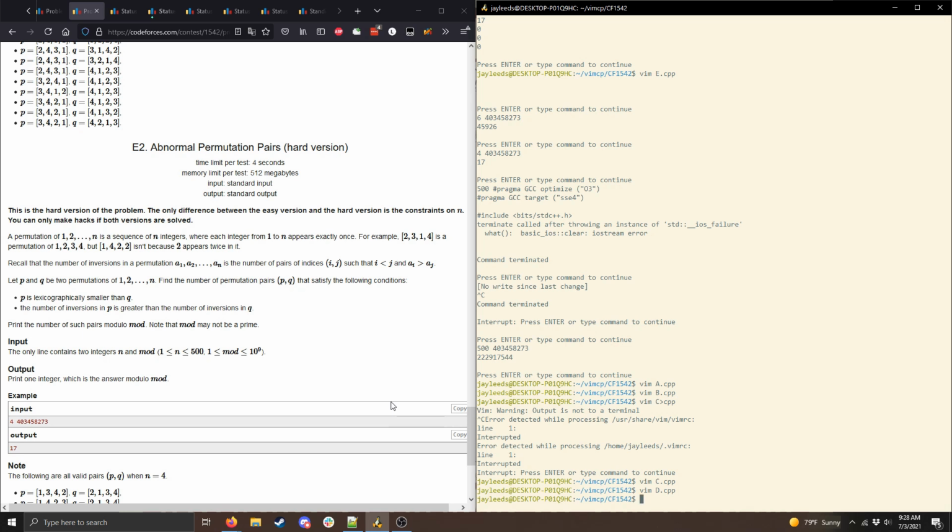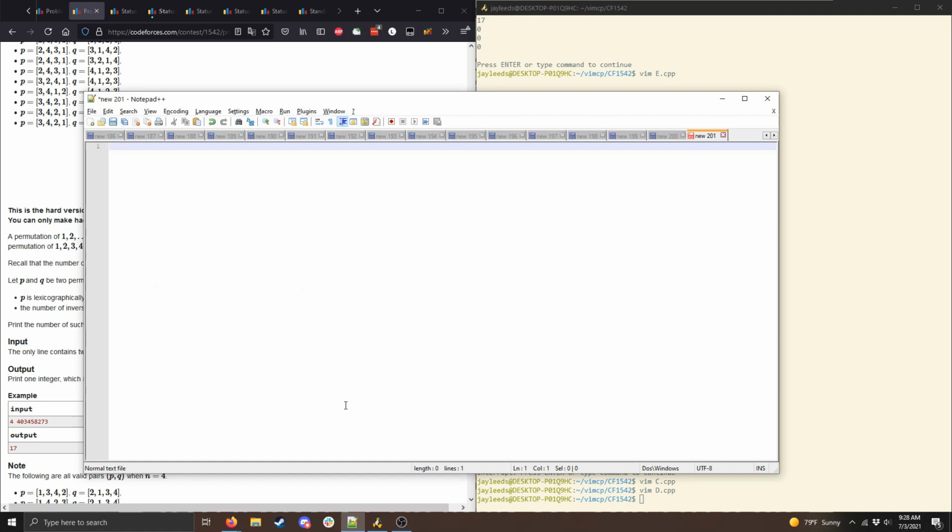So the basic idea I'm using here is if P is lexicographically smaller than Q, then what that means is, let's say that P and Q will overlap for, let's say, m elements. So that means P sub 1 equals Q sub 1, P sub 2 equals Q sub 2, all the way up to P sub m equals Q sub m. But then P sub m plus 1 is less than Q sub m plus 1.